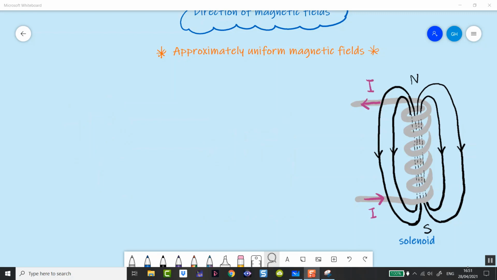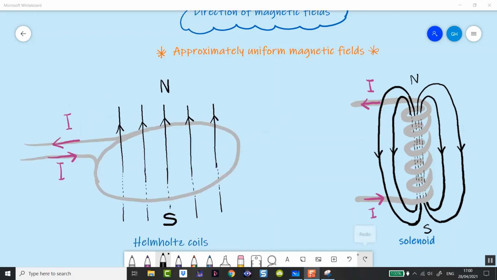So often if we want an approximately uniform magnetic field for an experiment, we use large flat coils called Helmholtz coils that are about 10 centimetres across, and this gives quite a large area in which the field is approximately uniform.